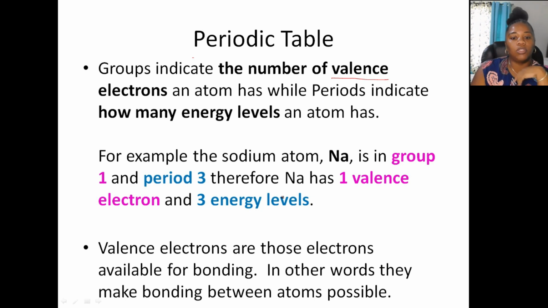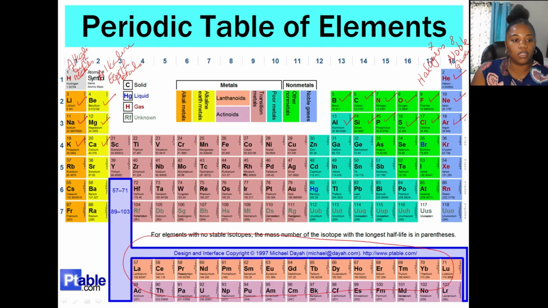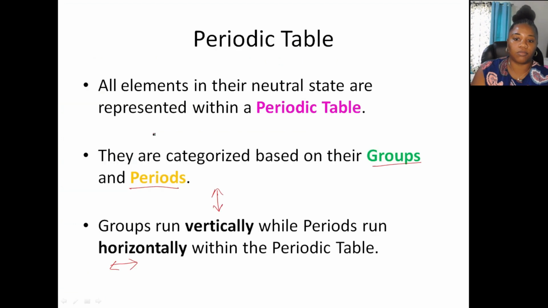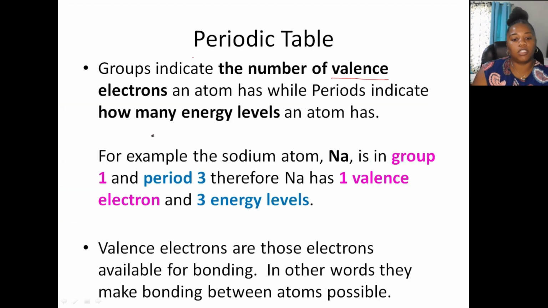For example, the sodium atom is in group 1 and period 3, therefore sodium has 1 valence electron and 3 energy levels. And is it true? Let's go back. So we look for sodium. Here is sodium. So this is group 1 indeed, and this is period 3. So we are correct right there. Valence electrons are those electrons available for bonding. In other words, they make bonding between atoms possible.